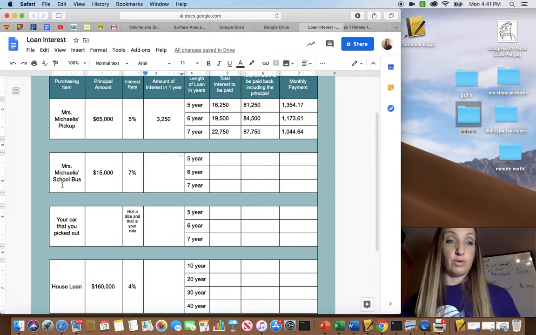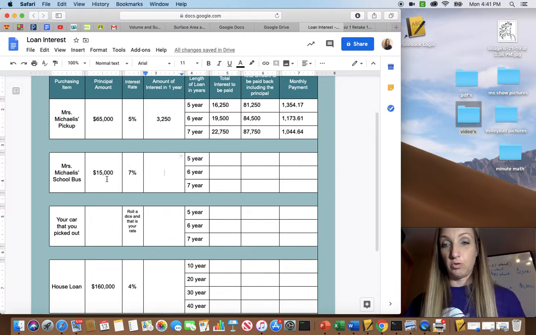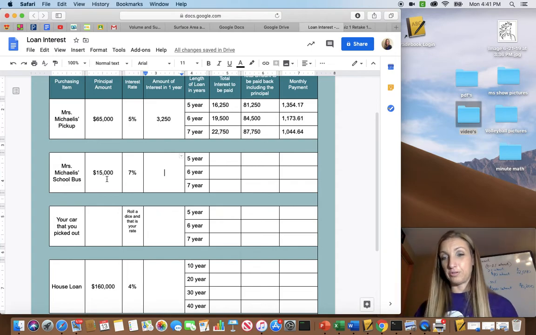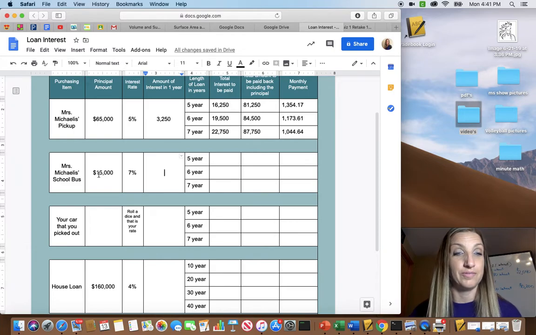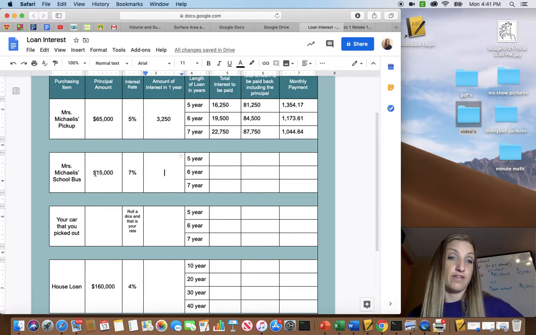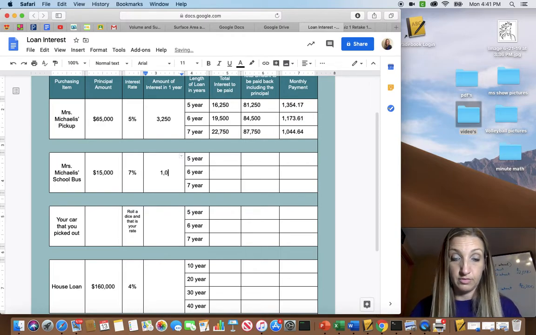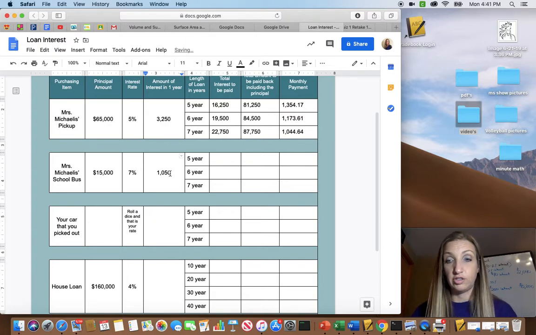I've always wanted to buy a school bus, just an old one to have. I thought it'd be fun to go trick-or-treating in it and stuff, so I don't have money to buy one, but I think it would be fun to have one. So let's say that I found a $15,000 used school bus and interest rate is going to be 7%. So I'm going to do 15,000 times 0.07, and that is $1,050. Punch it in yourself on your calculator and see, okay?